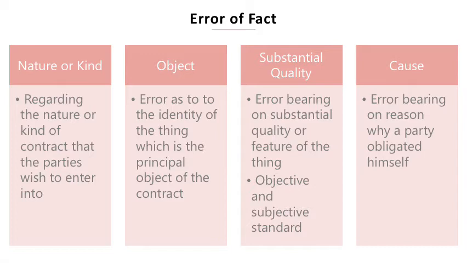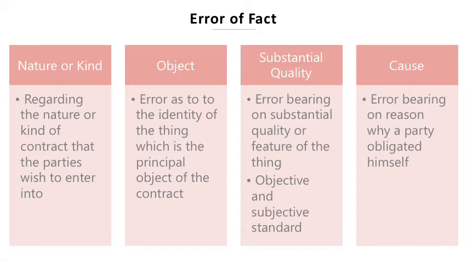An error of fact as to object refers to an error as to the identity of the thing which is the principal object of the contract. So there's a material factual mistake in what the actual object of the contract is. For example, if the buyer of a car believes that he's buying a BMW and the seller believes that he's selling a Honda Civic, there's an obvious error as to the object of that contract.